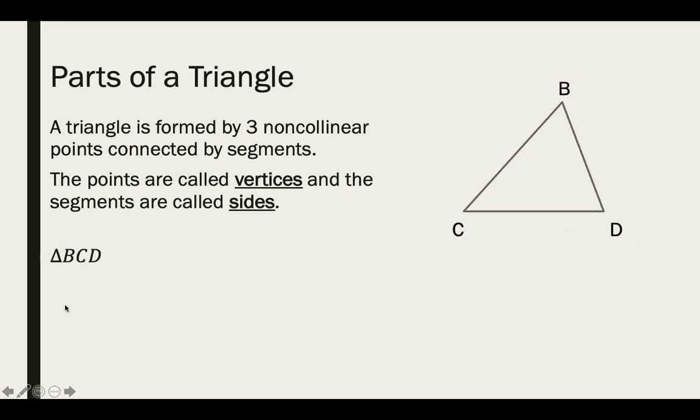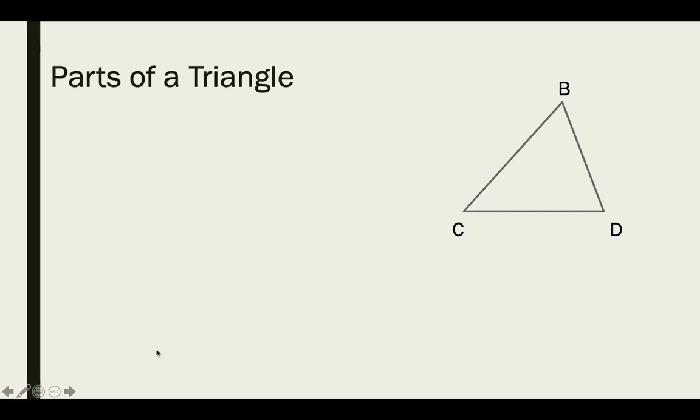We call this triangle BCD. We write this down by drawing a triangle and then writing the letters out in any order. And we have 3 vertices and 3 sides. Again, B, C, and D, and then BC, BD, and CD are all sides. They're segments, so we write them with the line without arrows above them.